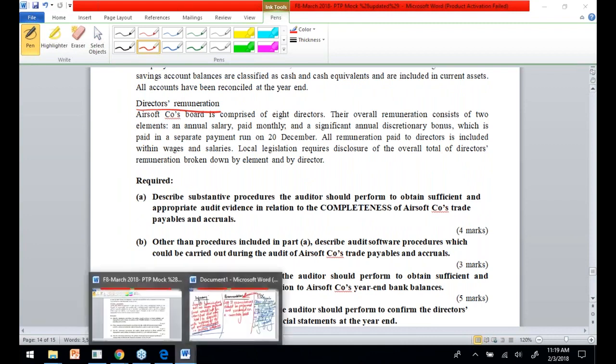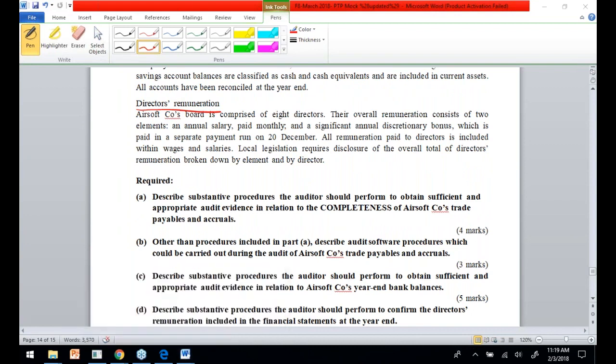Can anyone tell me how to write a substantive procedure? Normally, what is the mark split? If you've been given 4 marks, how many substantive procedures should you write? For example, the first requirement, let's look at A. Describe substantive procedures the auditor should perform to obtain sufficient appropriate audit evidence in relation to completeness of the company's trade payables and accruals. Can anyone tell me how many audit procedures you should write?